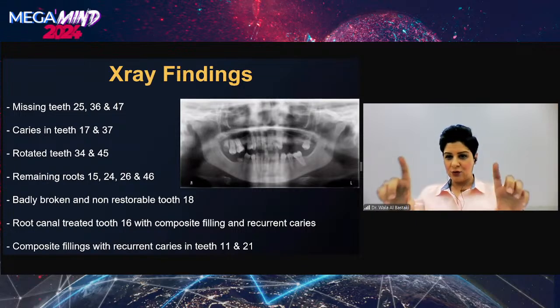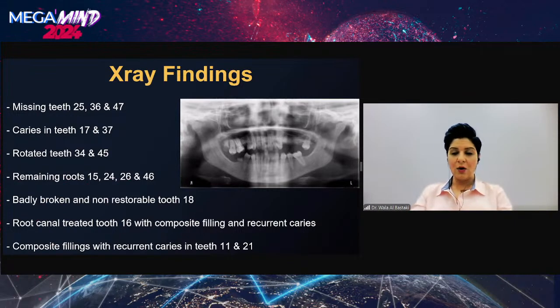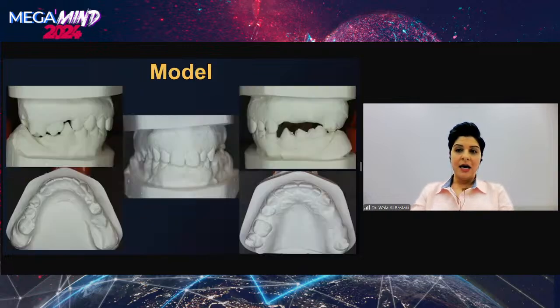I believe that I should have made this panoramic radiograph a little bit bigger. Sorry for that. It confirms all the intraoral findings we mentioned, and it also shows that the upper right first molar is root canal treated, and the limited height of bone in the upper left quadrant. Here are the study models of the case.